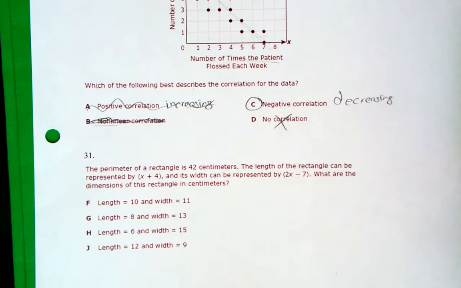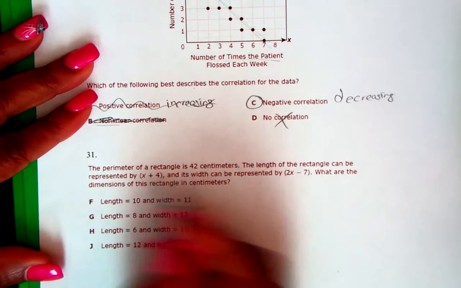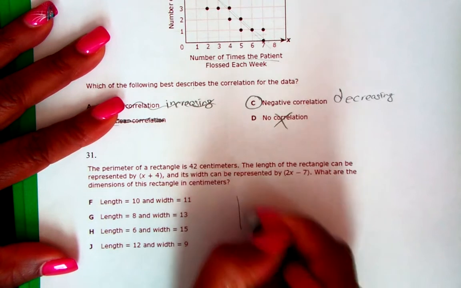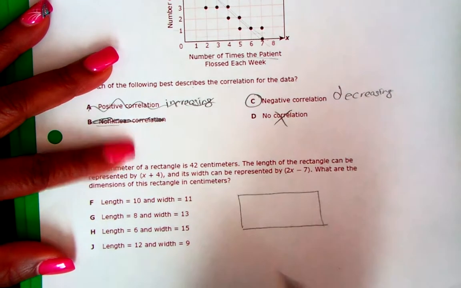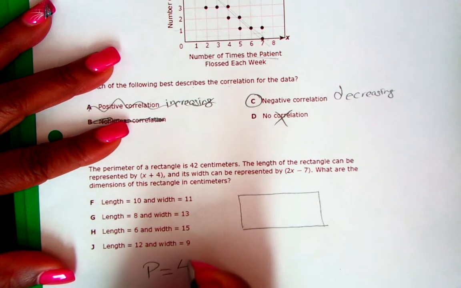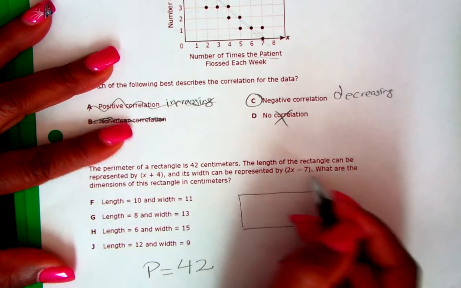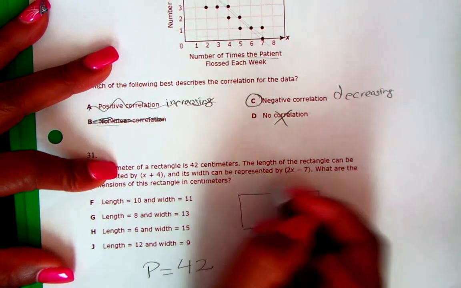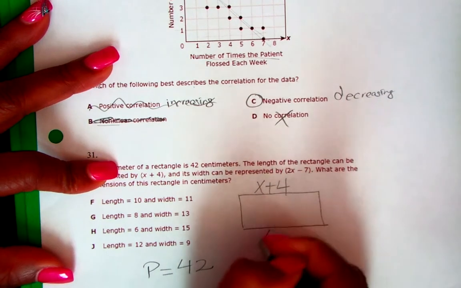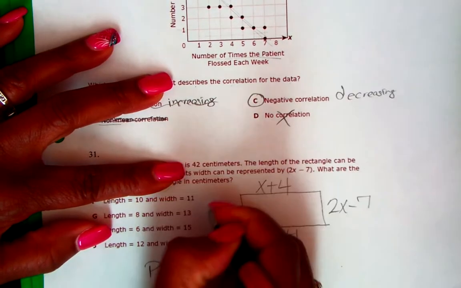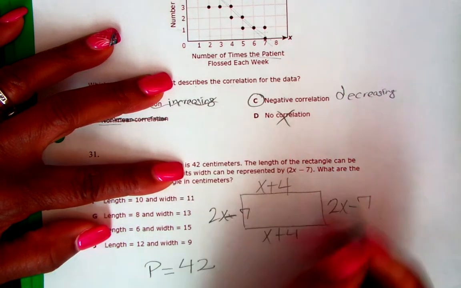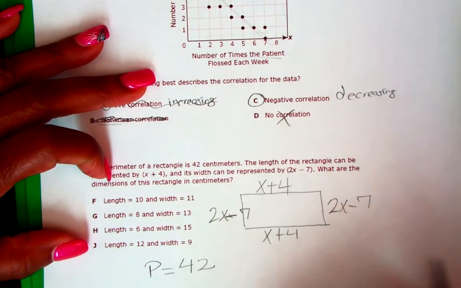Here we go. Number 31. Moving right along. The perimeter of a rectangle. Let me draw the shape because I don't have one. The perimeter equals P equals 42. Okay, cool. The length of the rectangle can be represented by x plus 4, and the width can be represented by 2x minus 7. What are the dimensions of the rectangle in centimeters?